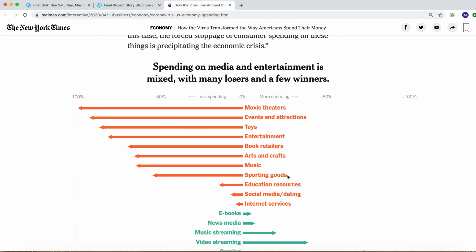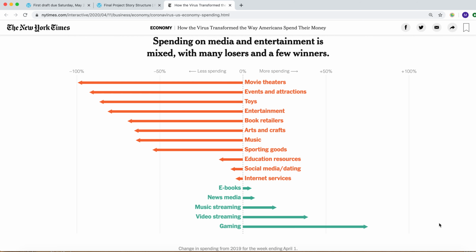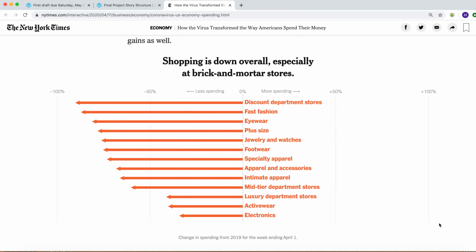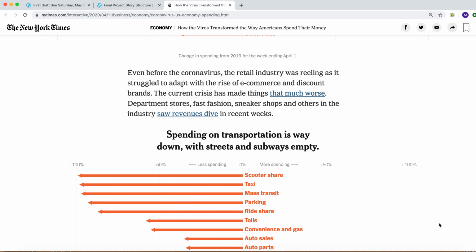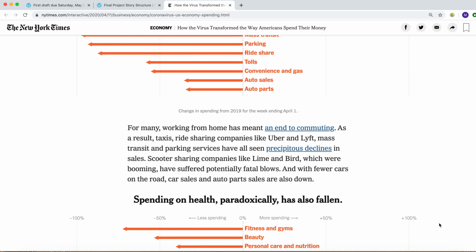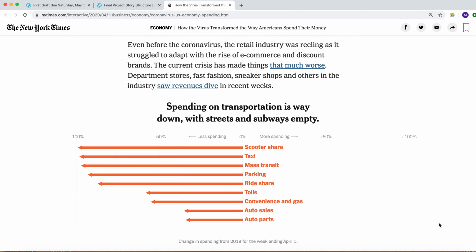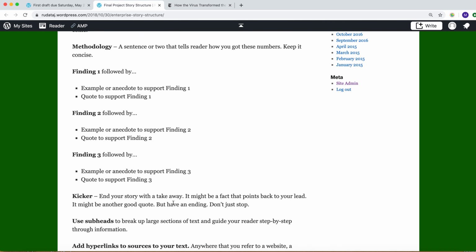Next finding: spending on media and entertainment is mixed, with many losers and a few winners. So these are all things people are spending less money on. People are spending more money on ebooks, news, gaming, that kind of thing. And this is the structure of the article: go to the next finding, they have a little visualization, they have a little more explanation of it. Sometimes they have quotes in here. This is where you can add your quotes. So this is kind of the basic structure.